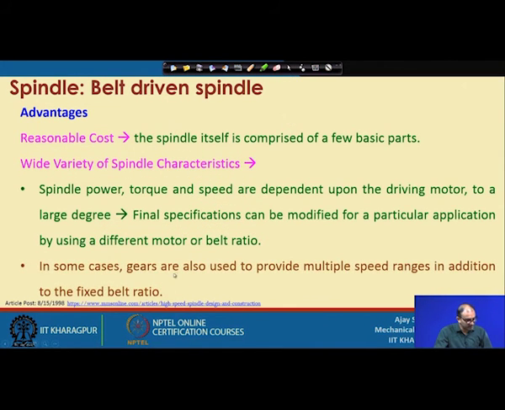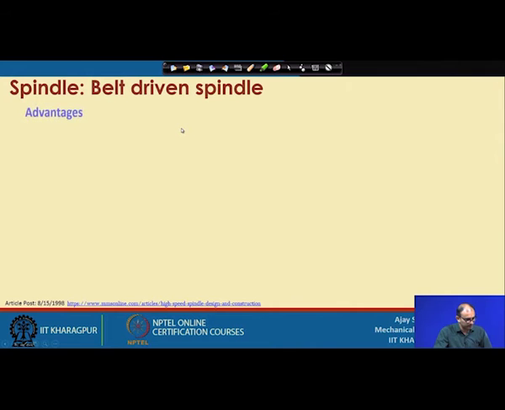Right. In some cases, gears are also used to provide multiple speed ranges in addition to the fixed belt ratio, but mostly people do not go with gears, because when you are talking about tens of thousands of RPM, it is better to avoid gears. Gears have a very large contact area, and noise and alignment are also a problem in that case. But when you are talking about low RPM, at that time you can go with multiple gear ranges to increase the speed range, or regulate the speed to a lower or higher level. So, these are the advantages of using the belt spindle.